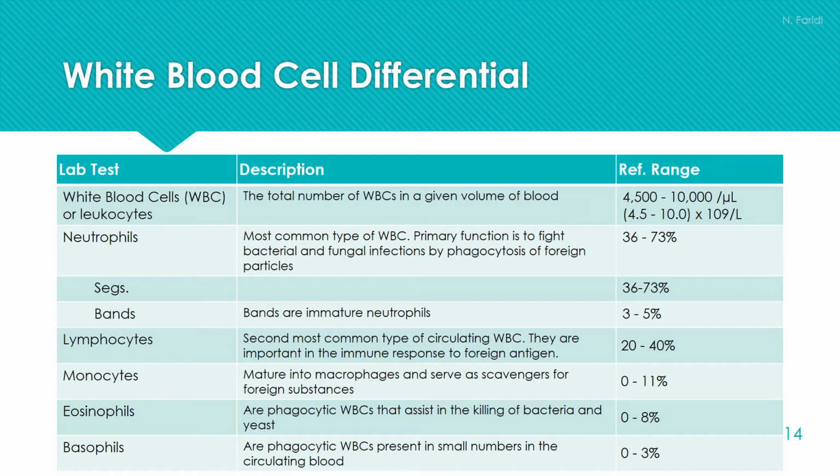A decrease in white blood cell count is referred to as leukopenia. Decreased white blood cells may be seen in viral infections, aplastic anemia, and in bone marrow depression caused by the use of chemotherapy or anticonvulsants.